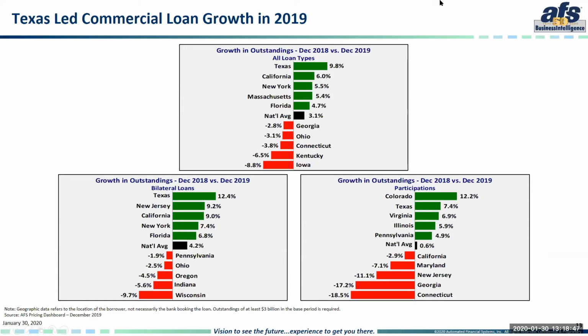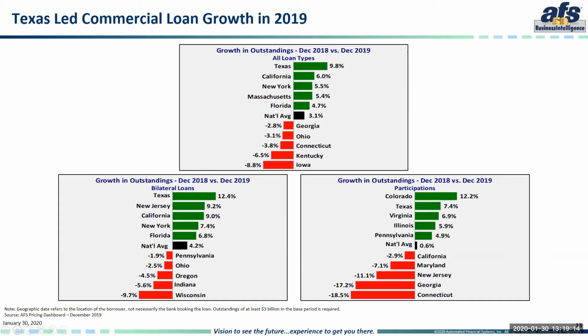Iowa reported lower balances in agriculture's crop production and animal production subsectors, and Kentucky reported lower balances in the beverage and tobacco product manufacturing subsector. In the bottom left chart, there's a breakout for bilateral loans. Texas, New York, and California saw balances more than double the national average of 4.2%.